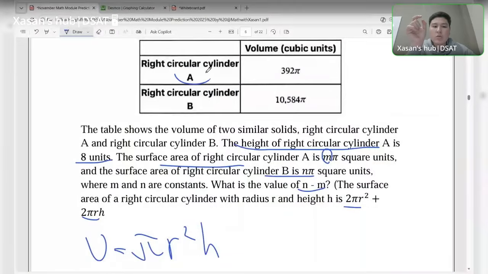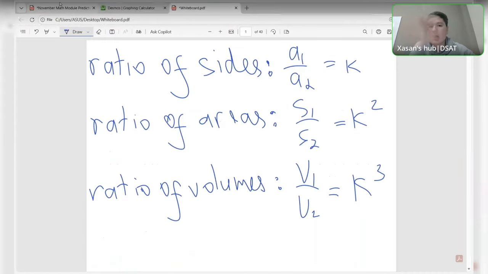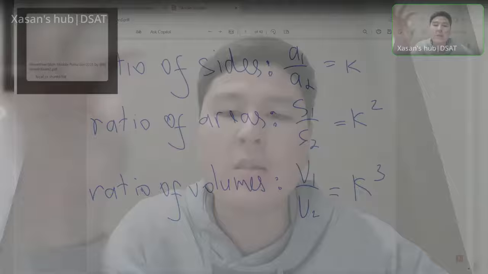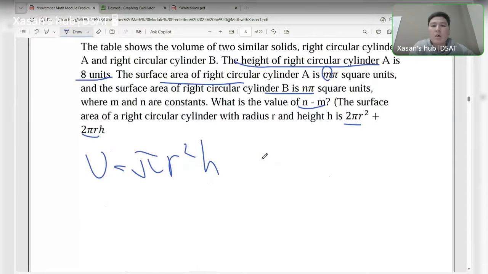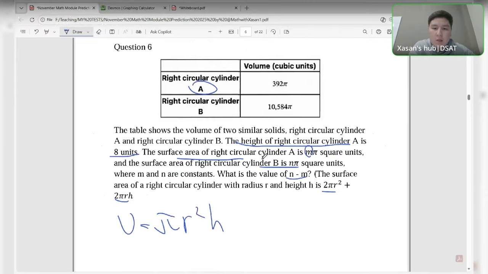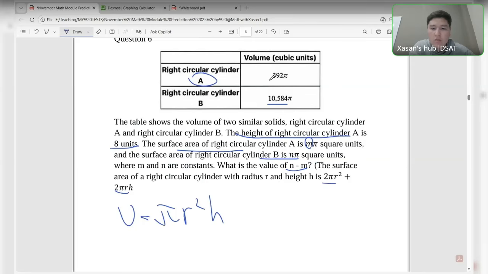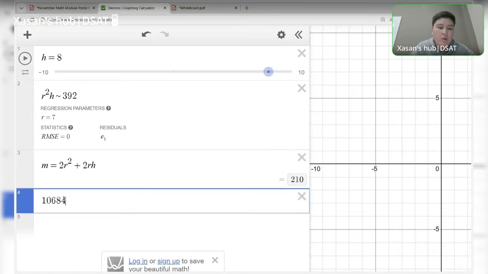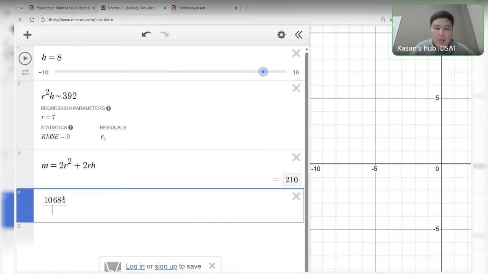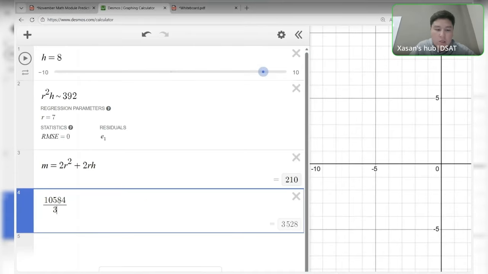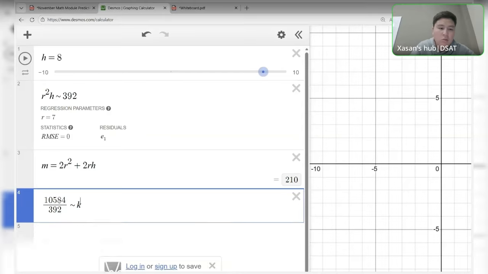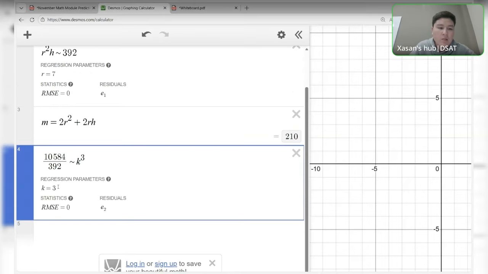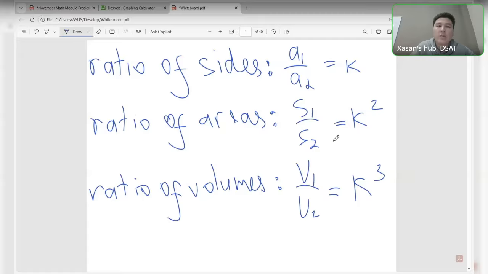And by using the ratio, guys, you can find another surface area. Like, do not find the radiuses or heights. Use the ratio. So, but first, we need the value of k. I'm gonna use the ratios of the volumes, right? Ratio of the volume 10,584 divided by 392, guys, is now equal to k cubed. And as you guys can see, the value of k is 3. So the ratio of their sides is 3. So the ratio of their surface areas is 9.